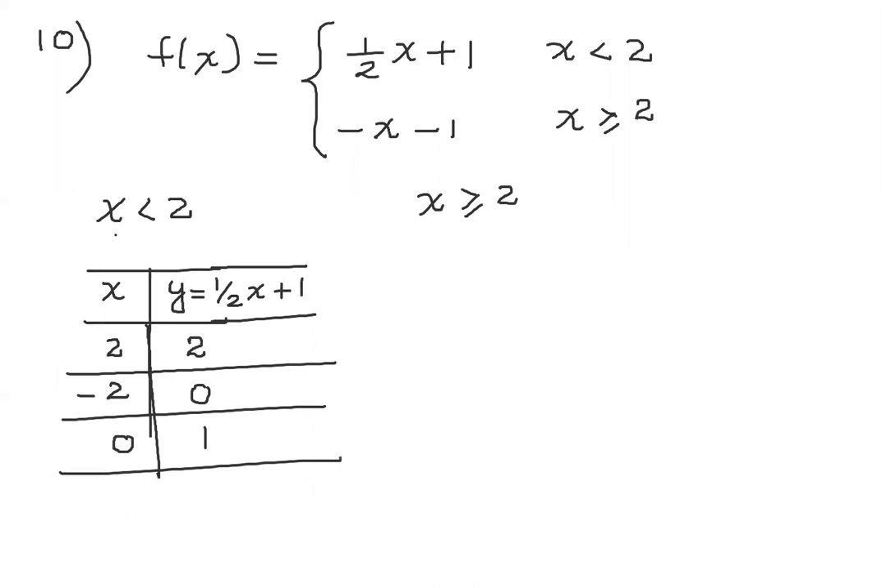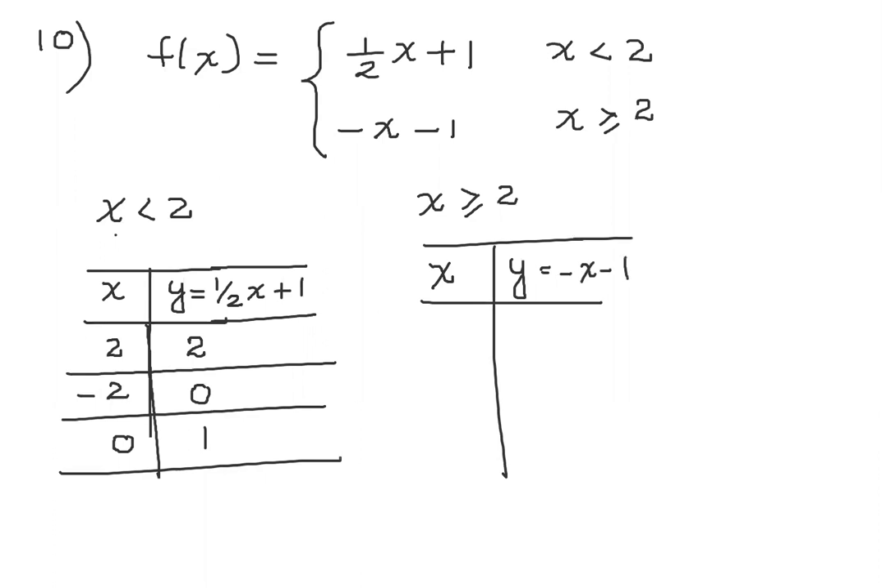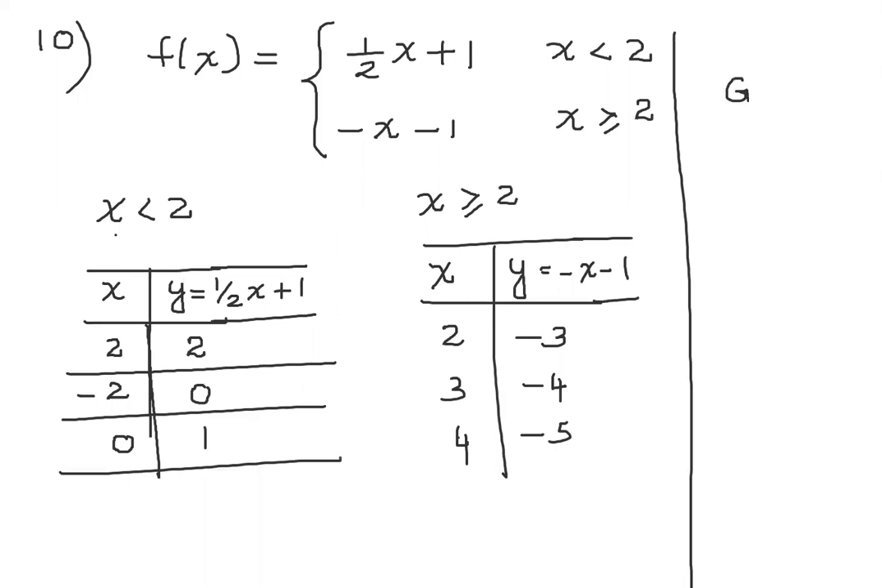Okay. Next, so let's make the table first. So for x greater than or equal to 2, we are going to use the second function. So we're going to start from 2 and greater. So that means we can go 2, 3, and 4. When I put 2, it's going to be -3. 3 is -4, and 4 is -5. So now let's graph these 2 functions here.